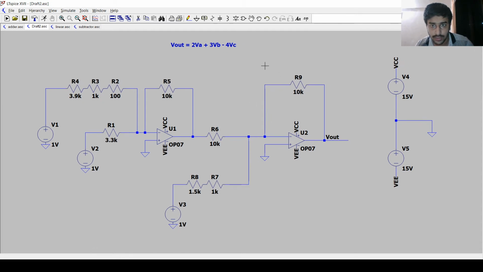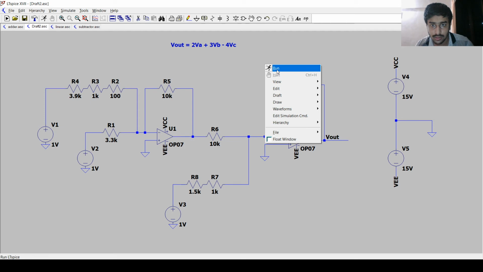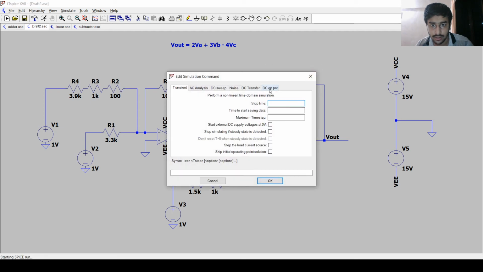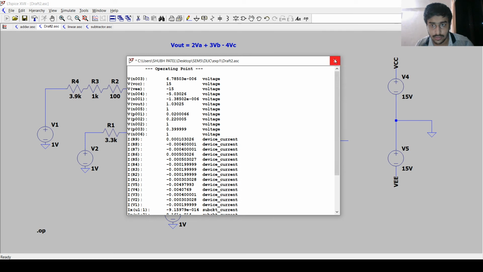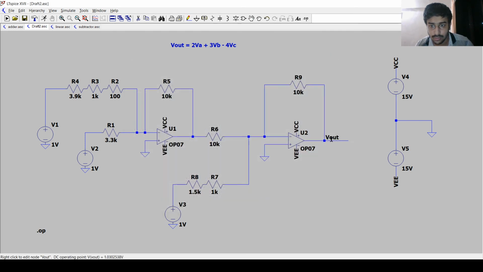So let's run this. Right click, click on run. DC output. Okay. Close this window. Click over here. So the output is 1.030 volt, which is almost equivalent to 1 volt. So theoretical and simulated output is almost same.